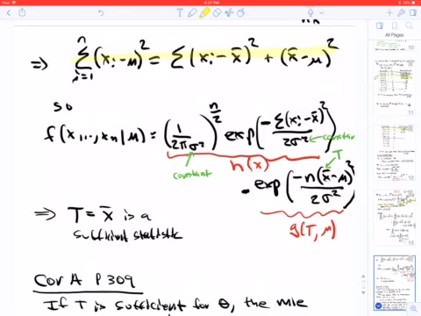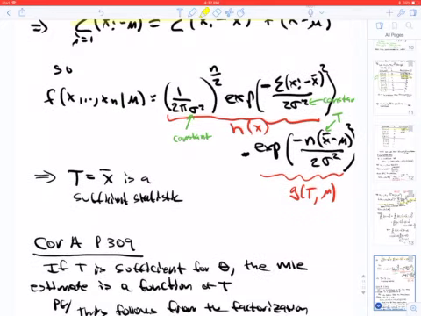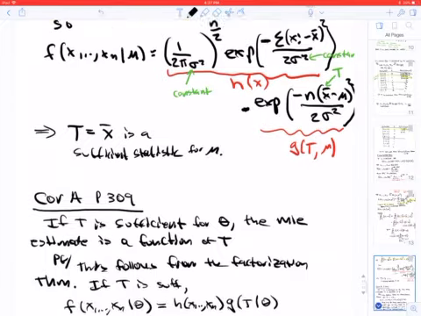So all this stuff here in the top here, this h of x stuff, only has x's in it, and the g at the bottom has t, which is x bar, and mu. There are no x's. Again, sigma squared is a constant, hence x bar is a sufficient statistic for mu.